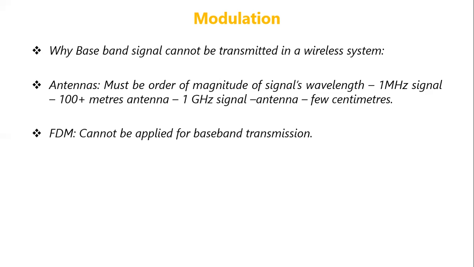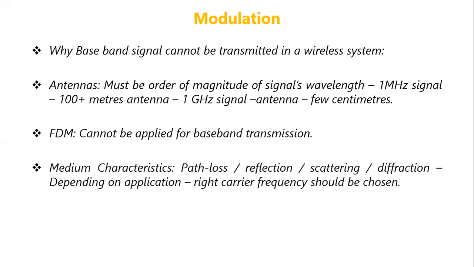The second reason is that frequency division multiplexing cannot be applied directly to a baseband signal. When you convert a digital signal to an analog signal using ASK, FSK, or PSK, that signal is called the baseband signal, and for a baseband signal you cannot directly apply frequency division multiplexing. At many places we may want to apply frequency division multiplexing, and for that we need a signal of high frequency.